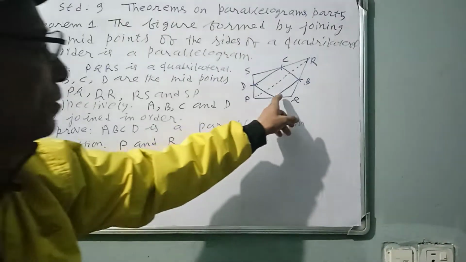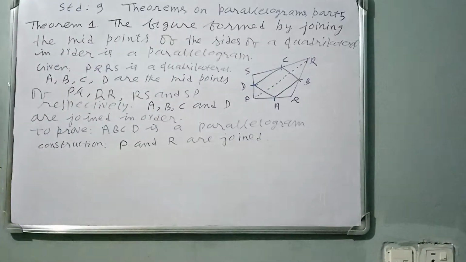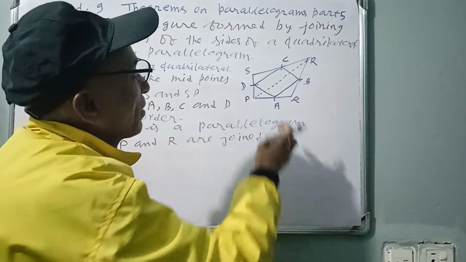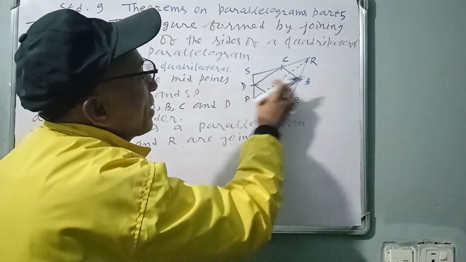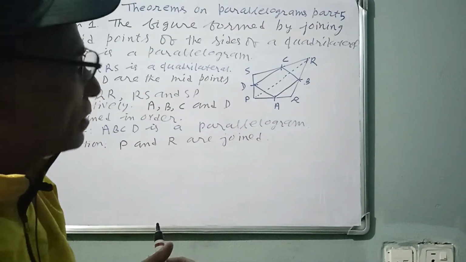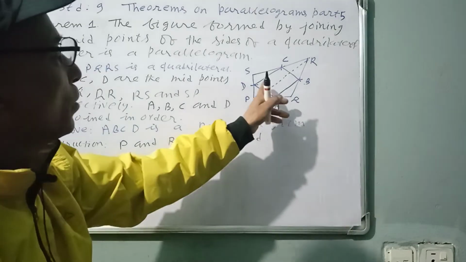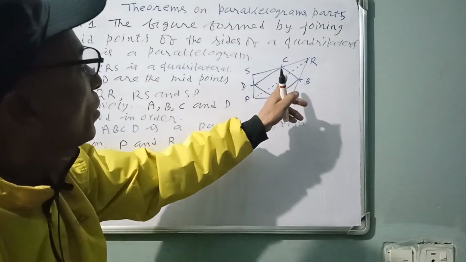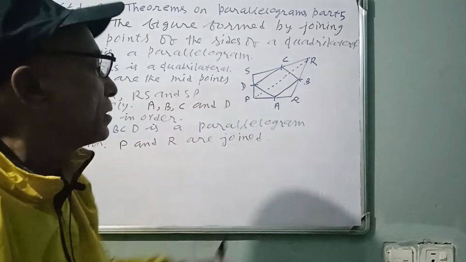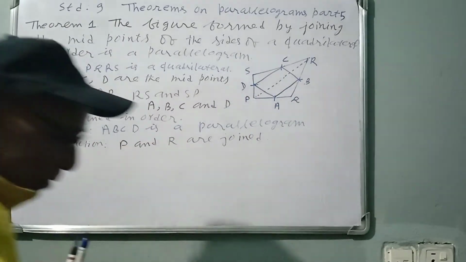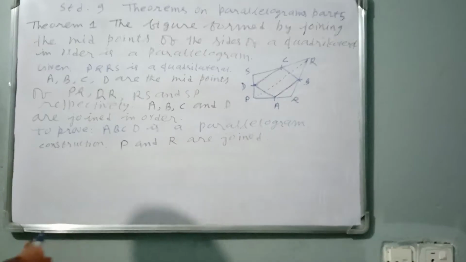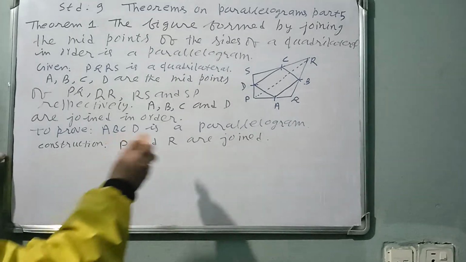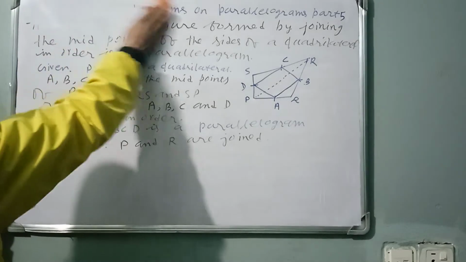To prove this figure ABCD is a parallelogram. If ABCD is a parallelogram, diagonals AC and BD bisect each other. First of all, to prove diagonals AC and BD bisect each other, you have to prove ABCD is a parallelogram. Construction: P and R are joined. Proof. For the proof, I am going to rub it.